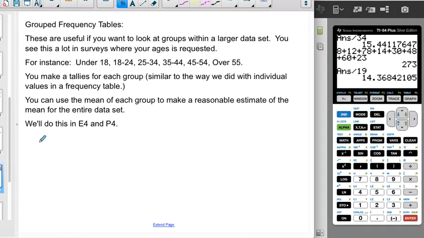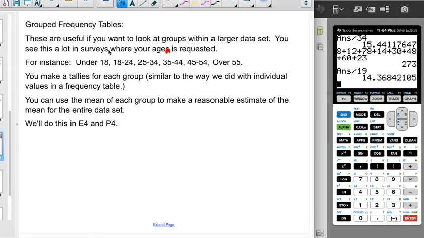So you can also make grouped frequency tables, and these are useful if you want to look at groups within larger data sets. You'll see them a lot on surveys where your age is requested. For instance, under 18, 18 to 24, 25 to 34, etc., right? So when surveys ask your age, they're not actually usually asking, are you 18 or are you 19 or are you 20? They're asking for an age window. So they don't actually know how old the person filling the form is. They just know which window you fall in.